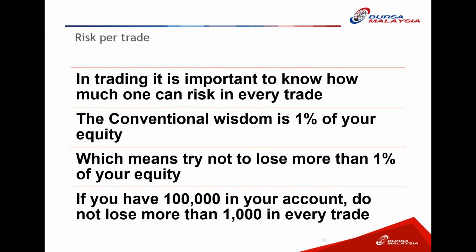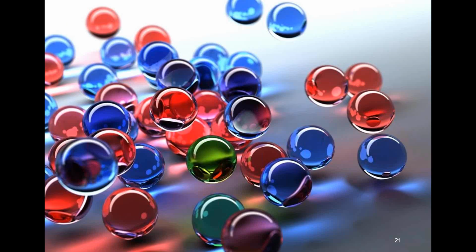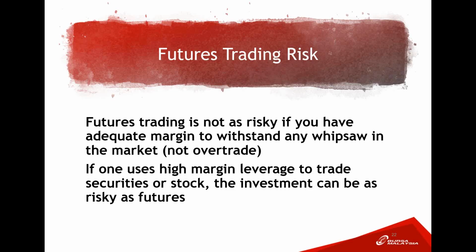So the first thing to try out, I would suggest, is to know how much you can risk in every trade. I would suggest 1%. That means on any trade you go in, you shouldn't lose more than 1% of your equity. So if you have an account worth 100,000, do not lose more than 1,000 in every trade. This is like losing one marble out of 100 marbles. That is a very simple rule, but definitely a very effective way to do it.